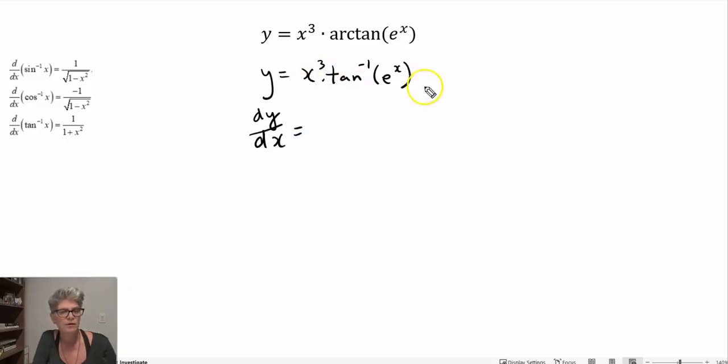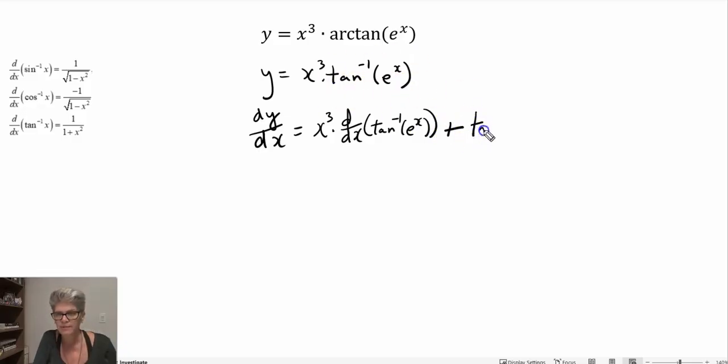And here I've got the product rule. So if I differentiate with respect to the product rule, it's going to be the first part of the product times the derivative of the second part of the product, and then plus the second part of the product times the derivative of the first part. So I'm just using the product rule there.